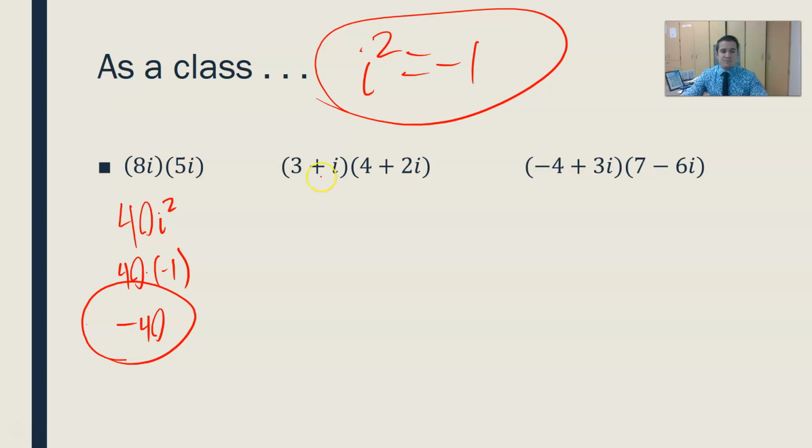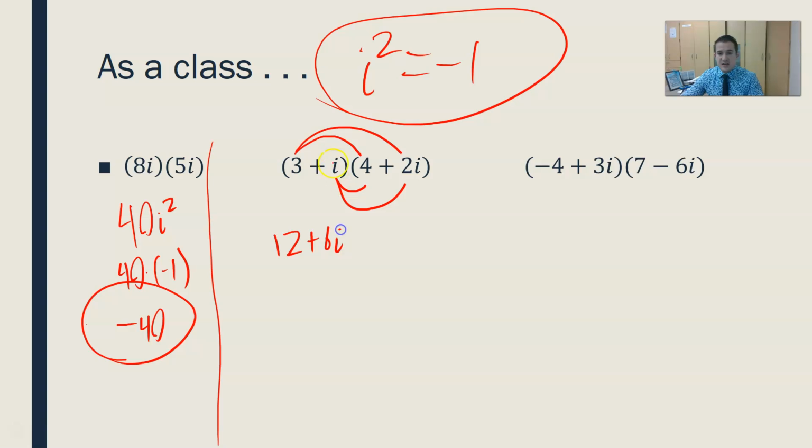Okay. Let's try this one: 3 plus i times 4 plus 2i. Remember, when I have two terms multiplied by two terms, I need to make sure everything in the first parentheses is multiplied by everything in the second parentheses. So I take 3 times 4, 3 times 2i, i times 4, and i times 2i. 3 times 4 is 12. 3 times 2i is a positive 6i. i times 4 is a positive 4i. And i times 2i is a positive 2i squared.